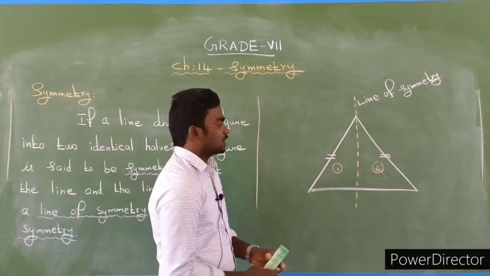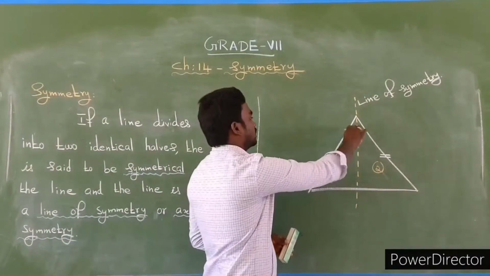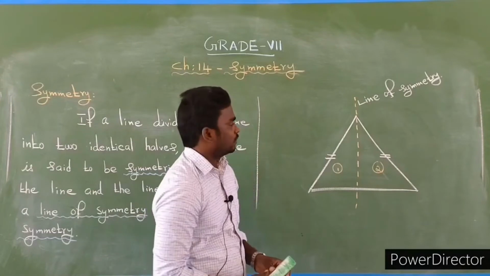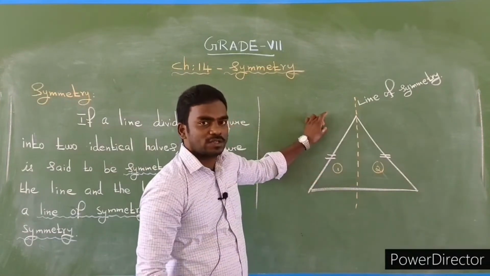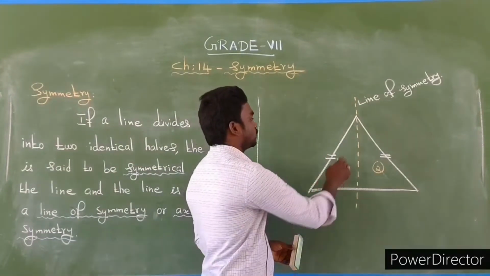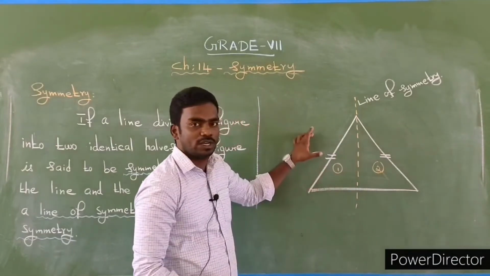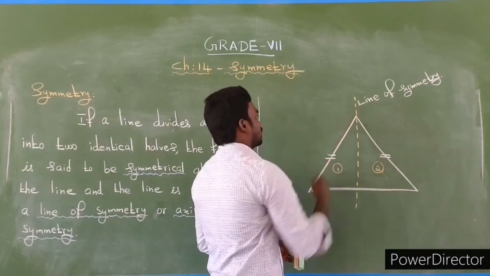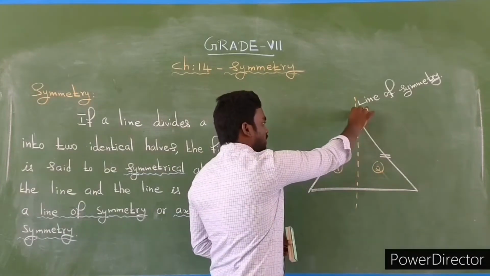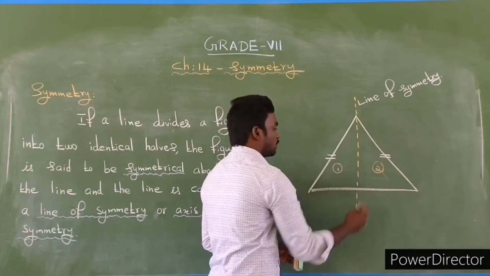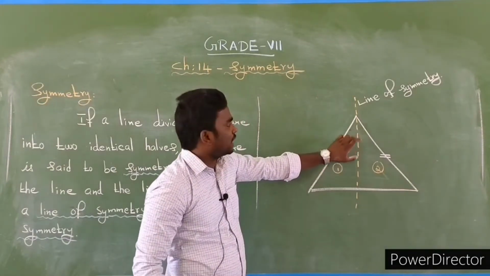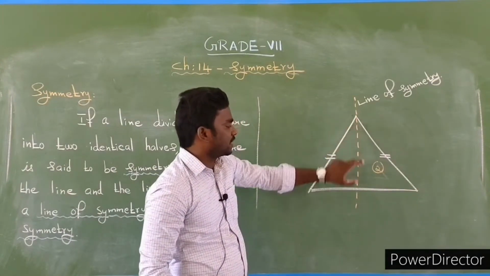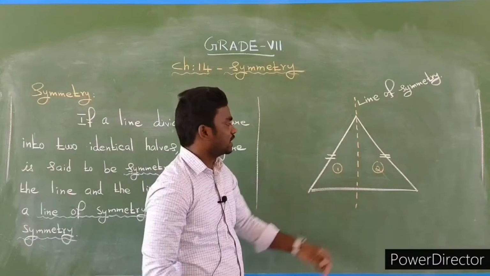So for example, see this diagram here. This diagram is an isosceles triangle. What is meant by isosceles triangle? Isosceles triangle means two sides of a triangle are equal in measure. So here in this isosceles triangle, we can draw a line segment from a vertex of a triangle to the midpoint of the opposite side.